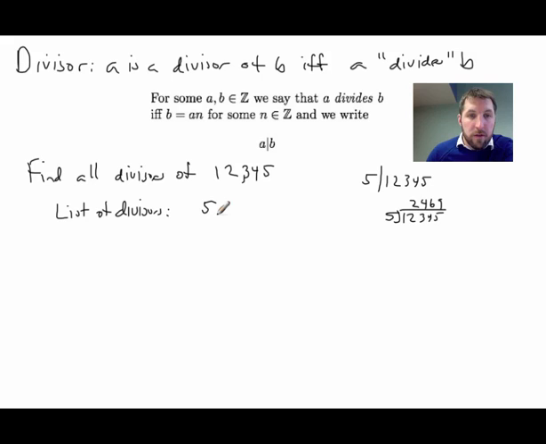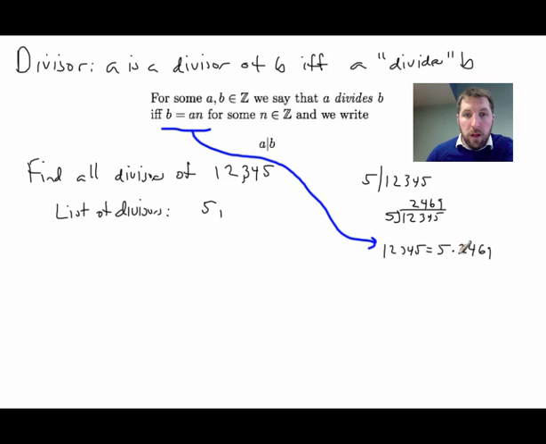So we have in our list of divisors 5, and actually, this means that the fact that 5 goes in and the quotient is 2,469 means that we can write 12,345 is equal to 5 times 2,469. And now that is in this form here, right? So we wrote B is equal to A times n, where n is 2,469.